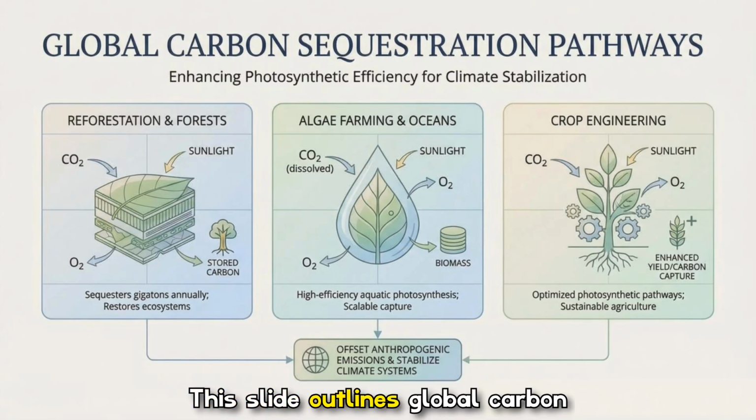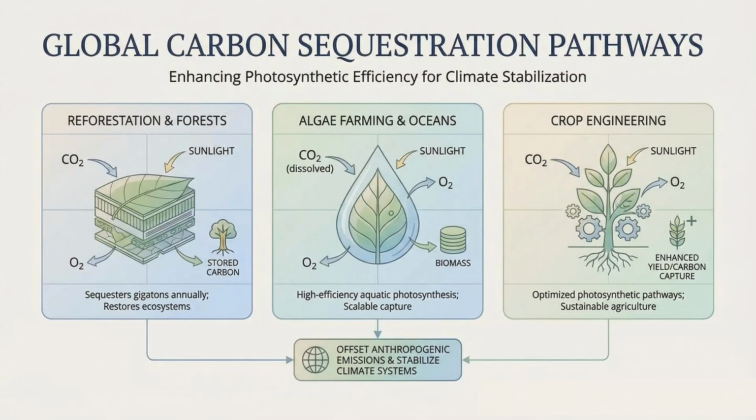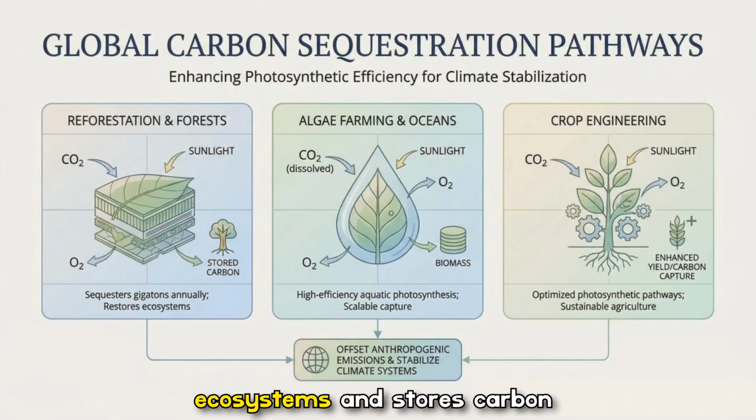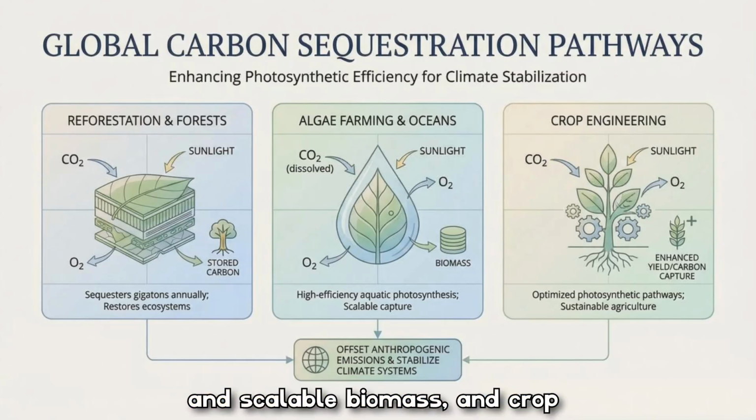This slide outlines global carbon sequestration pathways that leverage photosynthesis for climate stabilization. Reforestation restores ecosystems and stores carbon in biomass. Algae farming offers high-efficiency aquatic capture and scalable biomass. And crop engineering enhances yield and carbon capture, together providing complementary routes to offset anthropogenic emissions and stabilize climate systems.